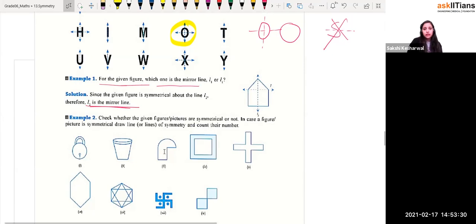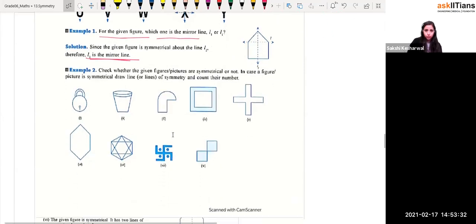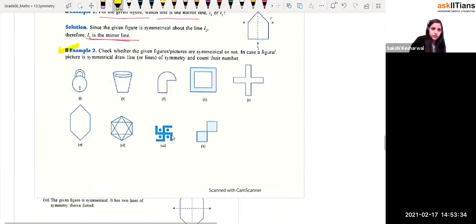Now let's do example number 2. Let's talk about example number 2. It says: check whether the given figures and pictures are symmetrical or not. In case a figure is symmetrical, then draw the lines of symmetry and count their number, right?